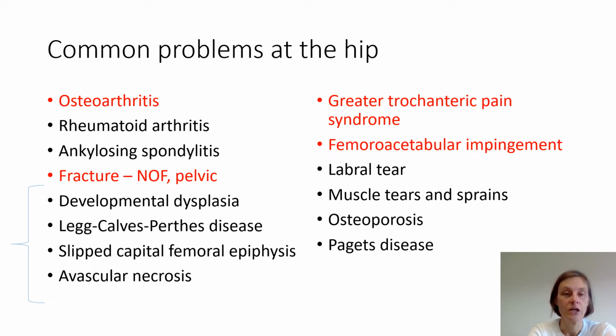Some of the other conditions that are shown here, such as developmental dysplasia, slipped capital femoral epiphysis, and avascular necrosis, are also commonly associated with Perthes disease and may actually overlap each other a little bit. Likewise, labral tears can also come under femoroacetabular impingement and greater trochanteric pain syndrome. Osteoporosis is a common problem, but that's much more generic, but make sure that you're aware of the implications of osteoporosis. So all of these problems are worth you knowing about, but we're going to focus just on some of them here today.